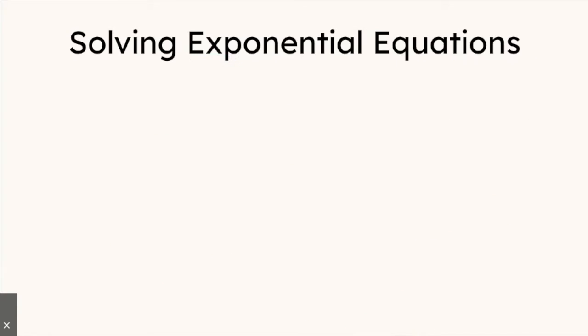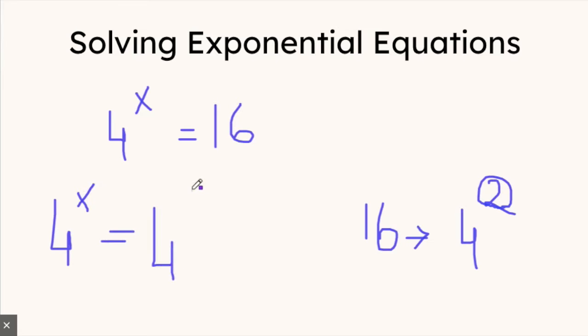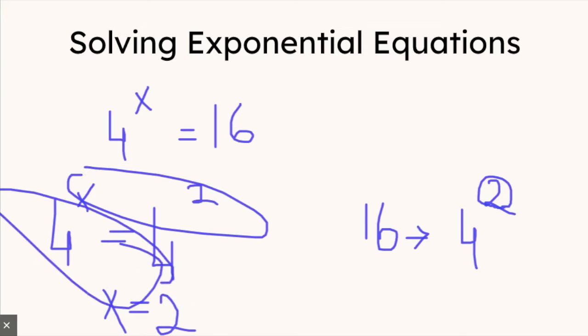So, again, simply, if we have 4 to the xth power equals 16, we want to put 16 in a form where it's like this, 4 to the somethingth power. We know 16 is 4 to the 2nd power, so we can rewrite this as 4 to the x power is equal to 4 to the 2nd power. And then we know that x is just equal to 2, because these two numbers are the same.